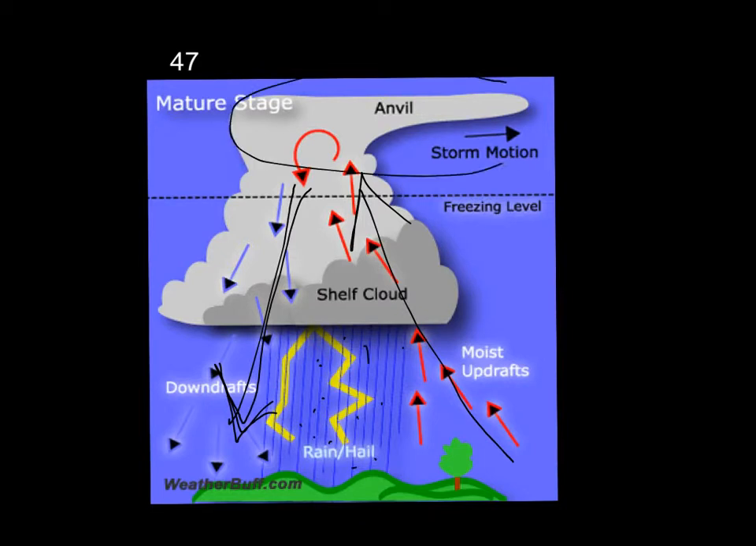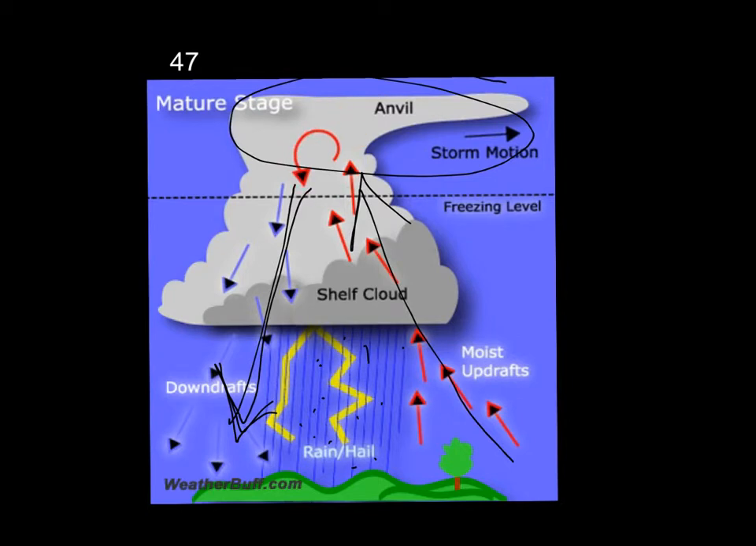The anvil of the storm is going to point in the direction that the storm is moving. One interesting fact about thunderstorms: the reason that they're able to form hail is that hail basically is water that would be coming down as rain, but rather it gets stuck between the updrafts and the downdrafts, and it keeps going and going and going. Oh, here's a little arrow right here showing you. All right, so that's going to continue to circulate.